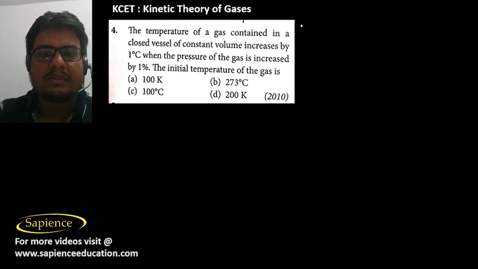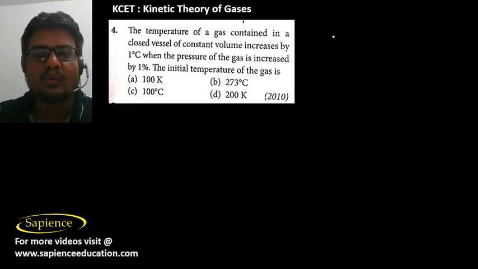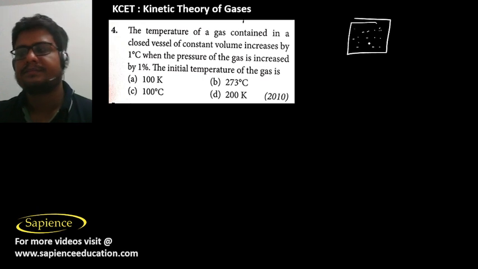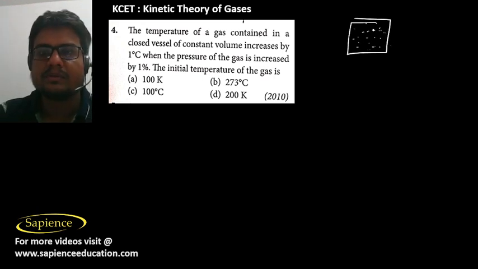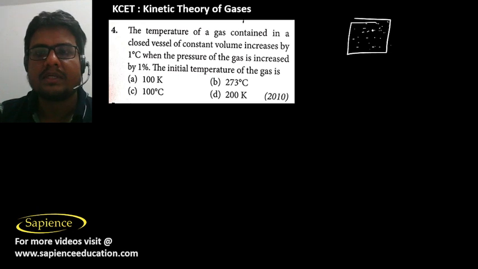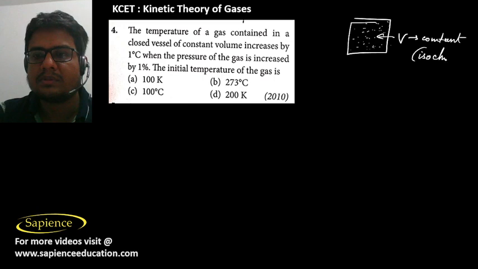And here it is told the temperature of a gas which is contained in a closed vessel of constant volume increases by 1 degree Celsius when the pressure of the gas is increased by 1%. So here the volume is constant. It means that it is an isochoric process.